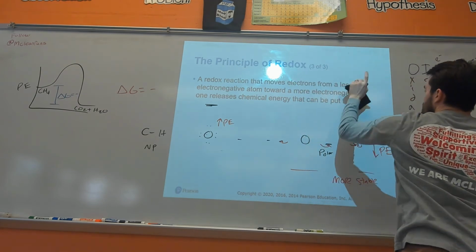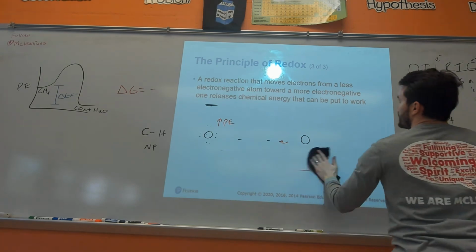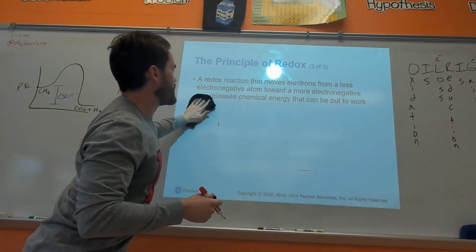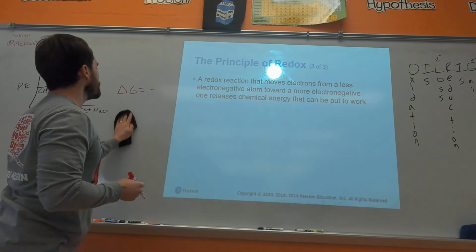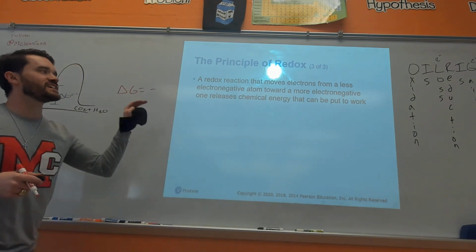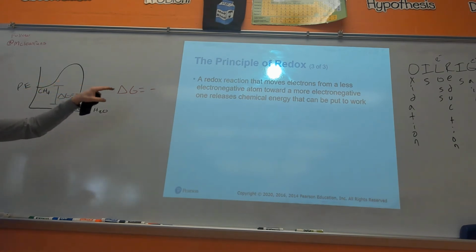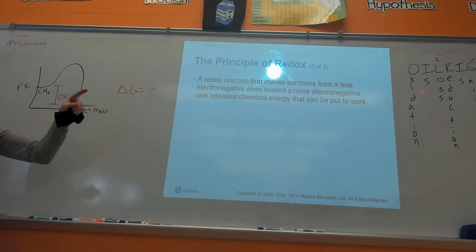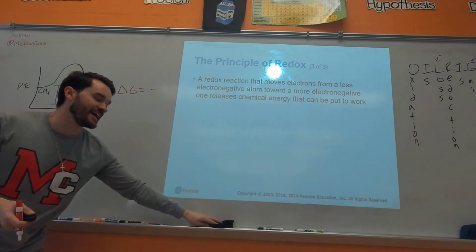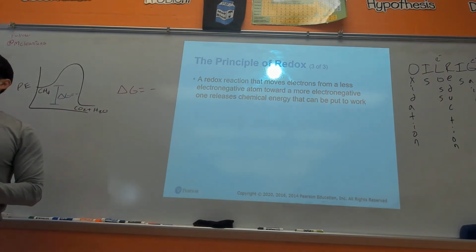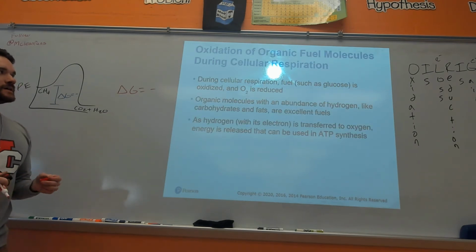And that's what this bullet point is just saying here. In a redox reaction, anytime we move electrons from a less electronegative atom towards a more electronegative atom, we're always going to release chemical energy. Delta G is minus, and we can use that released energy to do some sort of work. In the case of cellular respiration, that work is to make ATP. Okay? All right.